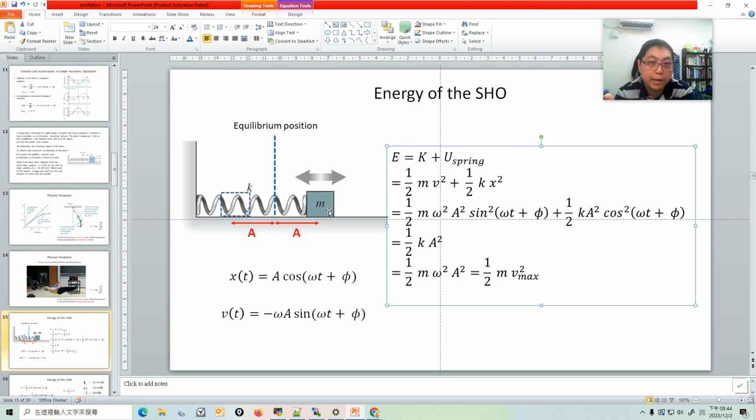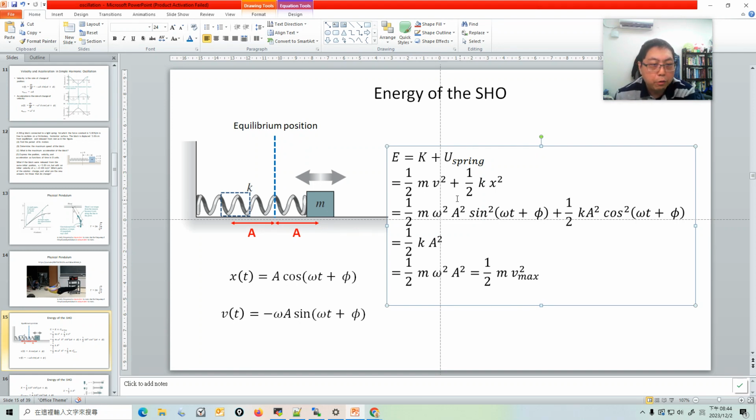But this system is a mass-spring system. The mass is connected to a spring, so we have the spring force and elastic potential energy. The elastic potential energy is 1/2 times the force constant times x squared, where x is the compression or stretch value with respect to the equilibrium position.